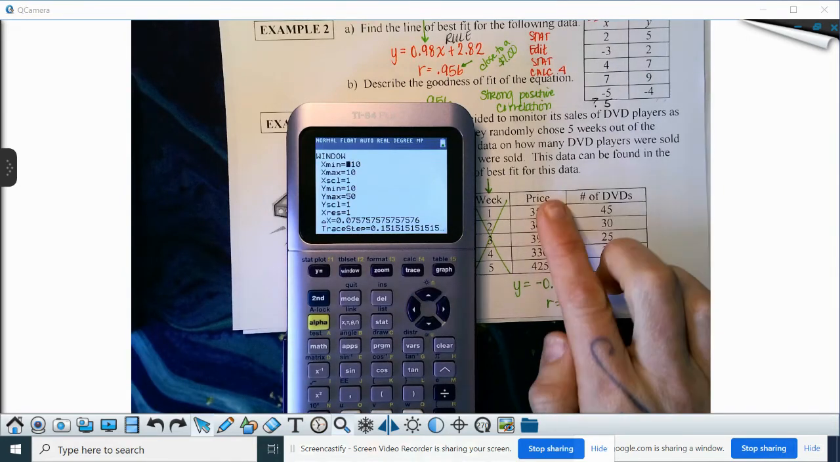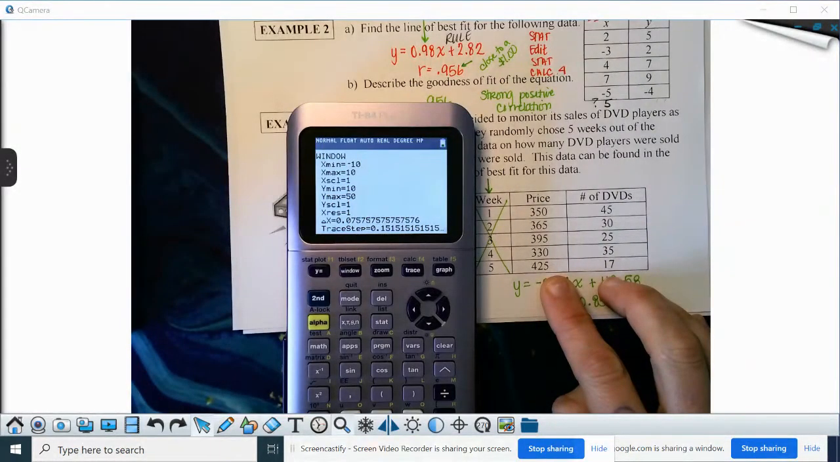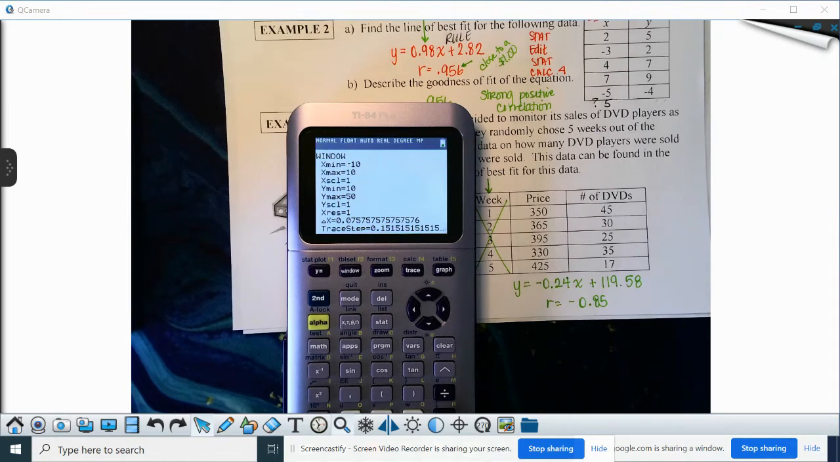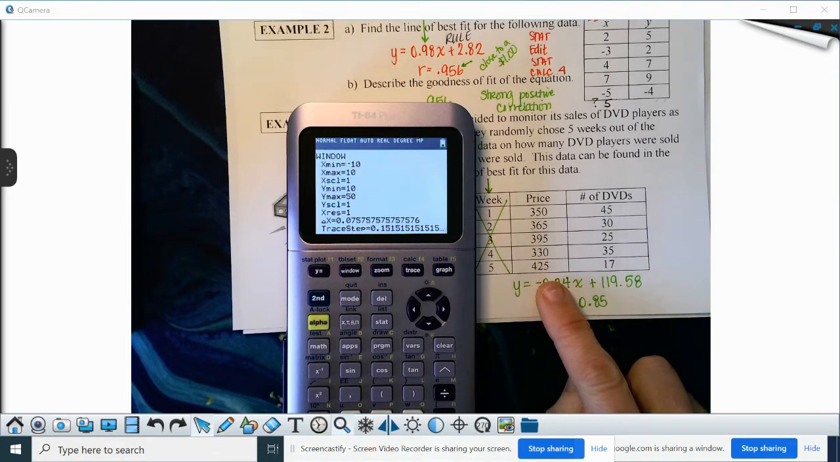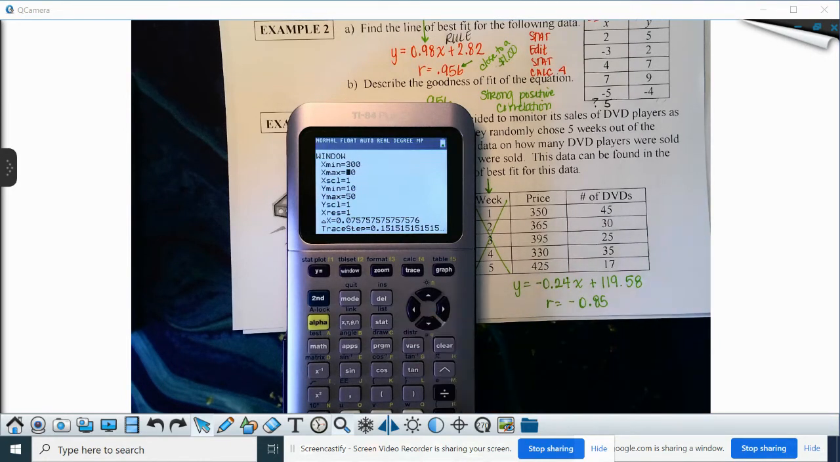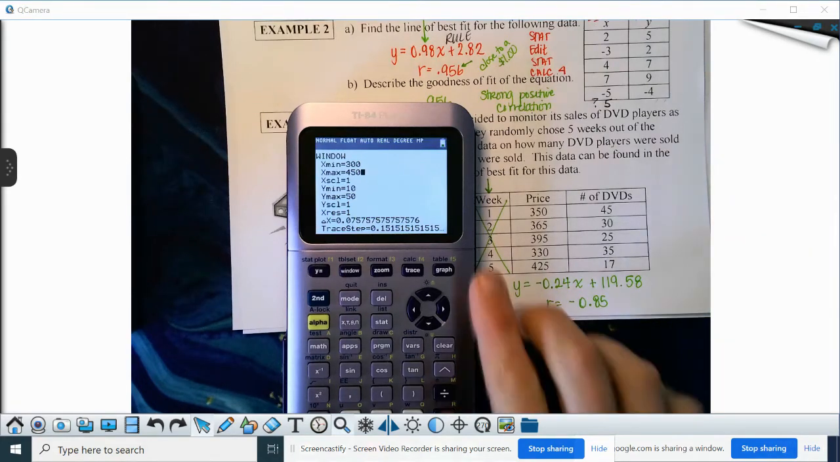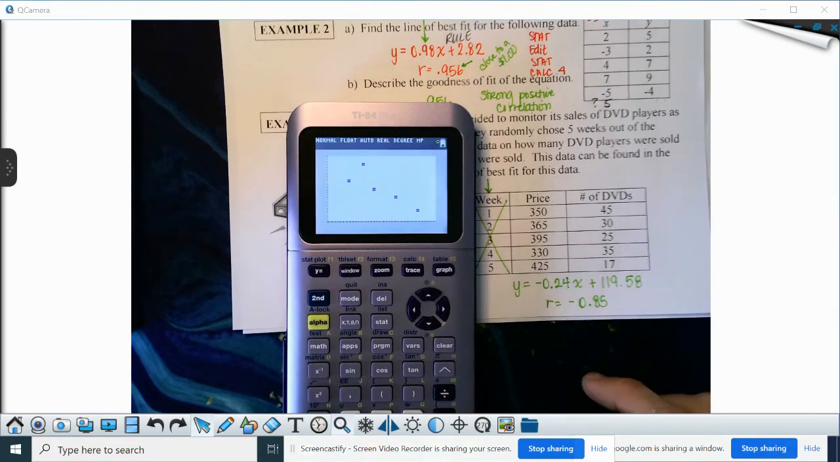Our X values, it looks like the smallest one is 330, so I'm going to do 300. And then I'm going to do my output at 450. My last one, just to get it to show up in our graph. If I graph it, there's our scatter plot. So hopefully you see that it is vaguely going down.